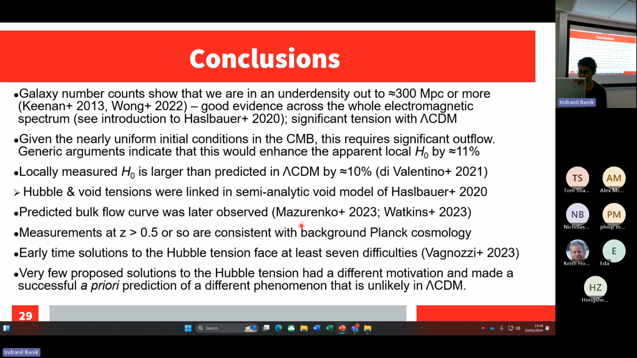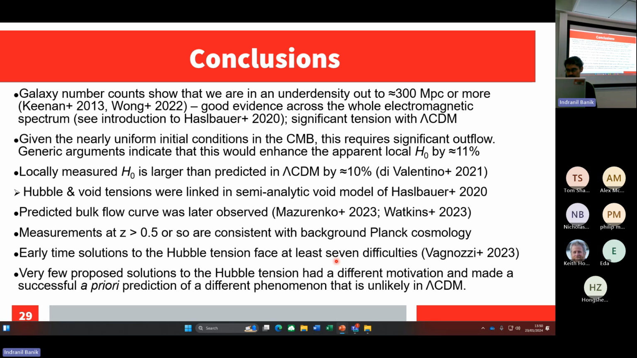The other thing to bear in mind is that measurements at redshifts higher than approximately half are quite consistent with the background Planck cosmology, which suggests that the Hubble tension is caused by something that occurs fairly late in the universe's history, or fairly locally. Even people who have been working on early time solutions to the Hubble tension for many years acknowledge that it doesn't really work for many reasons, including that the universe becomes too young in those models.